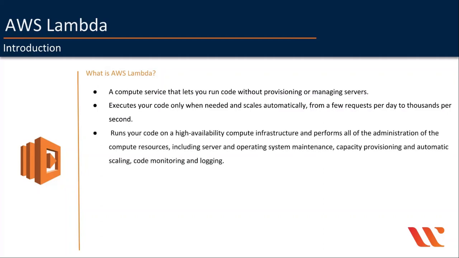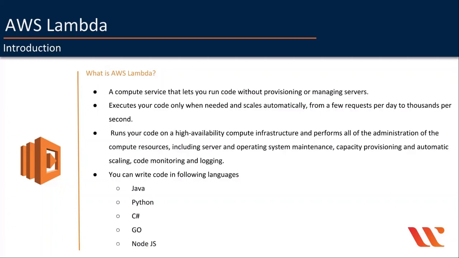AWS Lambda runs your code on a highly available compute infrastructure and performs all of the administration of the compute resources, including server and operating system maintenance, capacity provisioning and automatic scaling, code monitoring, and logging. All you need to do is write your logic in Lambda supported languages. Below are currently supported by Lambda, which are Java, Python, C# or .NET, Go, and Node.js.